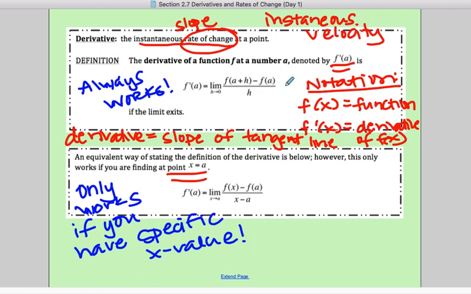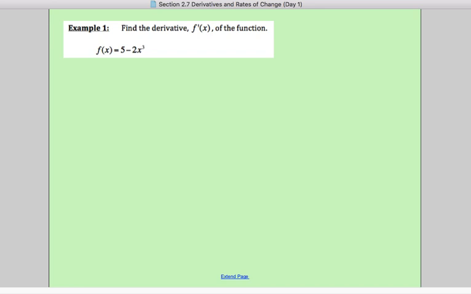So let's go ahead and dive into it. The good news is a lot of the algebra from today you've already encountered. Okay, so it says find the derivative f prime, that's usually how we read it, the derivative of f or f prime of the function. So here we're going to set up the definition.